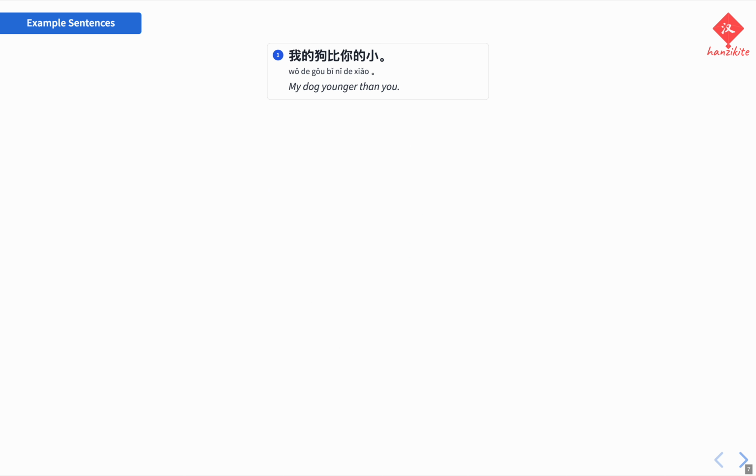Here are example sentences using 我. Listen to how it is used in context to improve your understanding and fluency.